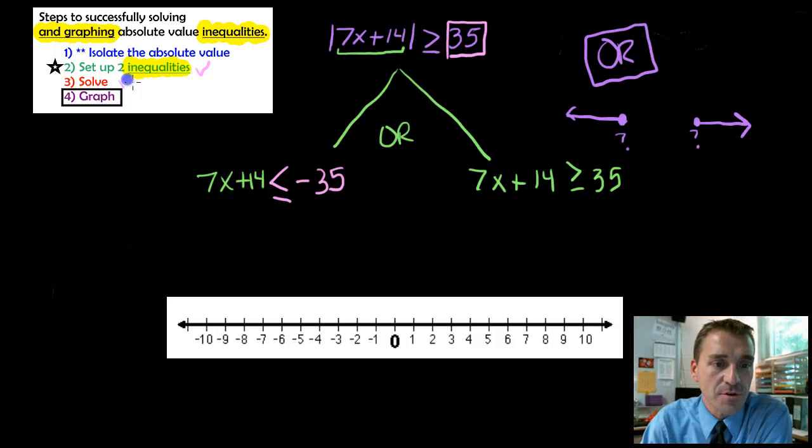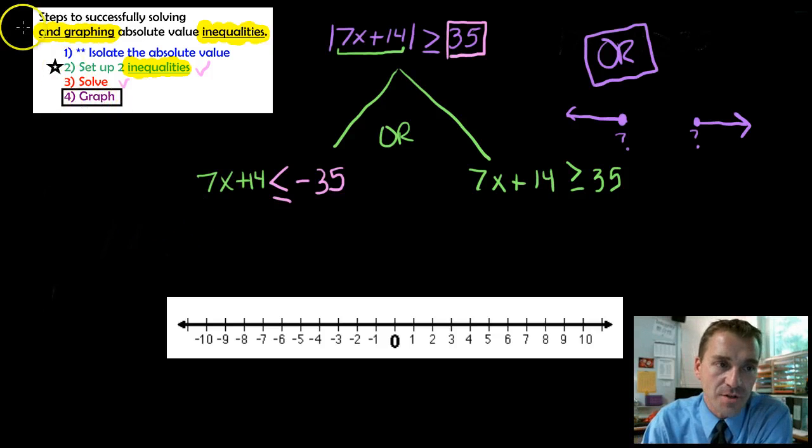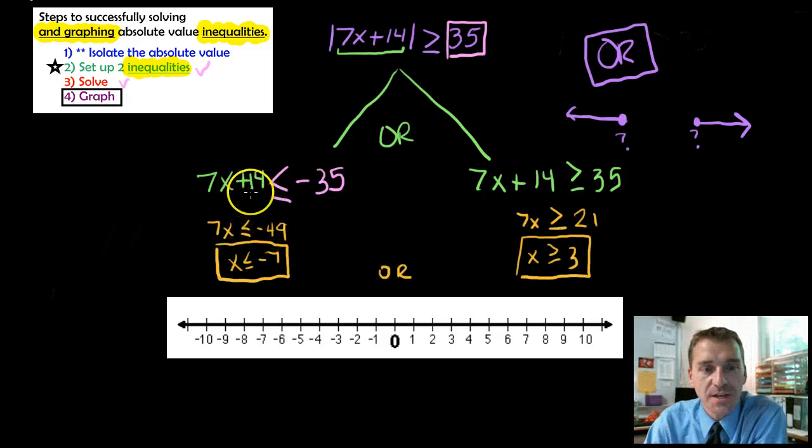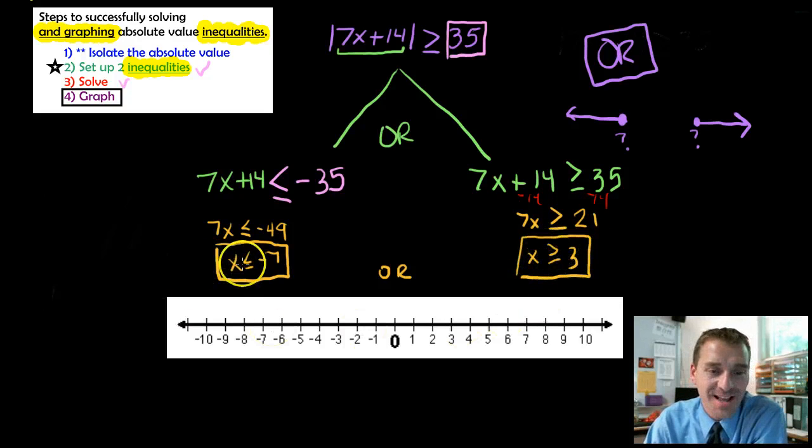And then we just got to solve those. So I'm going to pause this, you solve it, and then when I come back on, you'll see it's actually going to be solved, and then we'll finish up by graphing. So here you go. You see I subtracted 14, got negative 49. Subtracted 14 right here. Gave me 21. Solve this up so I got x is greater than 3 or x is less than negative 7.